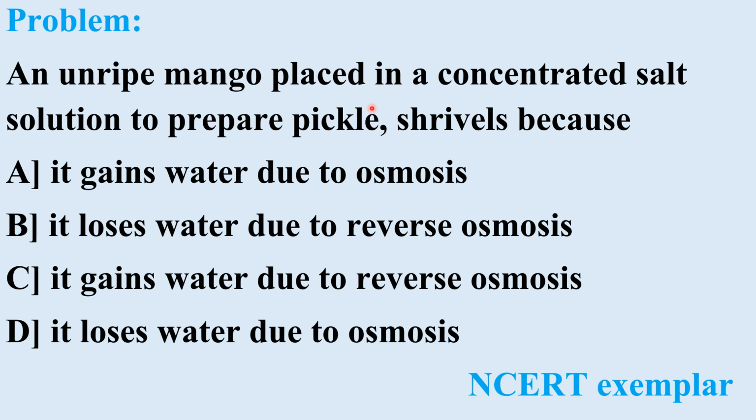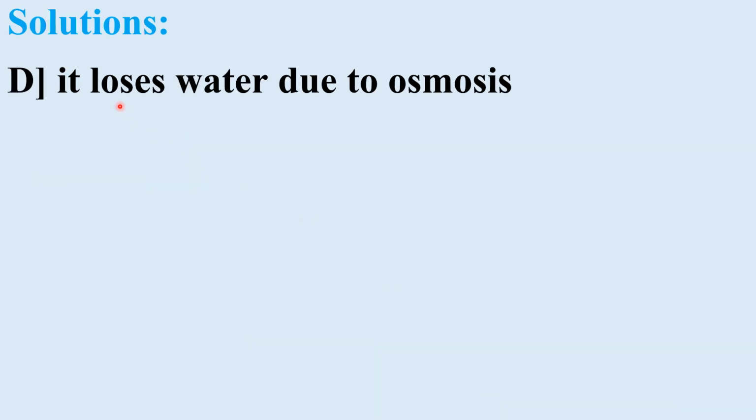An unripe mango placed in a concentrated salt solution to prepare pickle shrivels because: option A, it gains water due to osmosis. Option B, it loses water due to reverse osmosis. Option C, it gains water due to reverse osmosis. Option D, it loses water due to osmosis. Since concentrated salt solution is hypertonic in nature when compared to unripe mango, therefore unripe mango will lose water due to osmosis. Thus option D is correct.